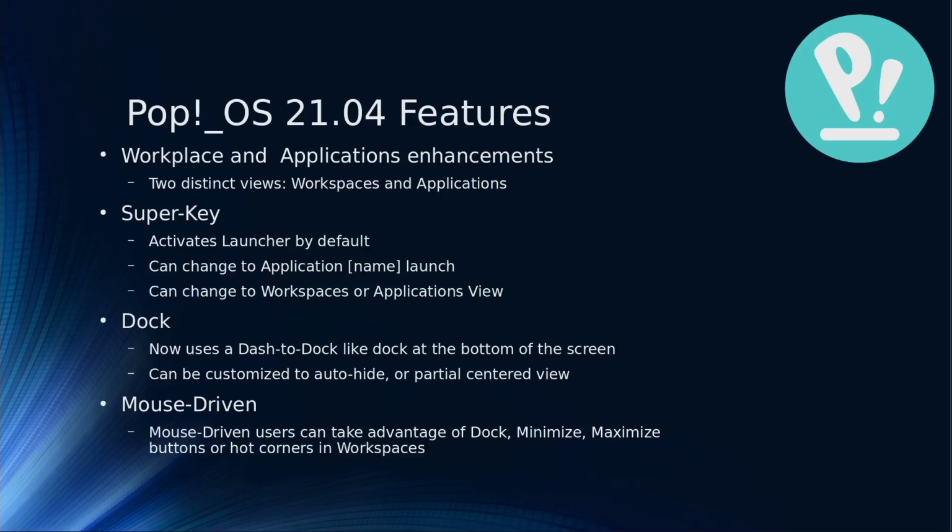There is a new dock, and it is patterned after the dash to dock or dash to panel. And that appears at the bottom of the screen, and you can customize it. It defaults to be in the center, and it only provides a view of the applications that are configured into it, or you can have it stretched completely across the screen. You can justify it left, right, or center.